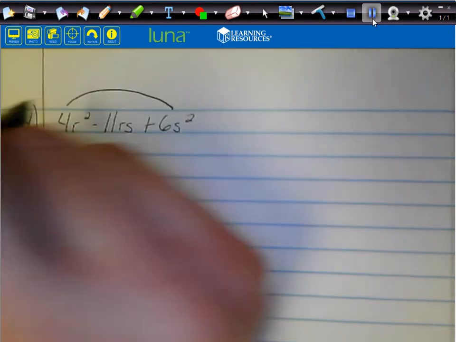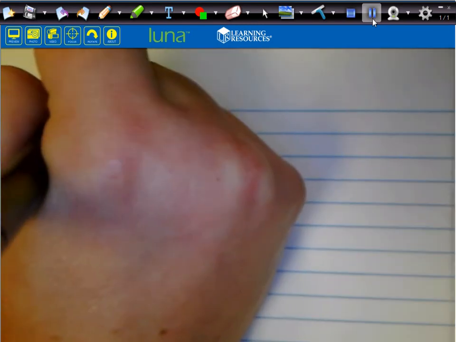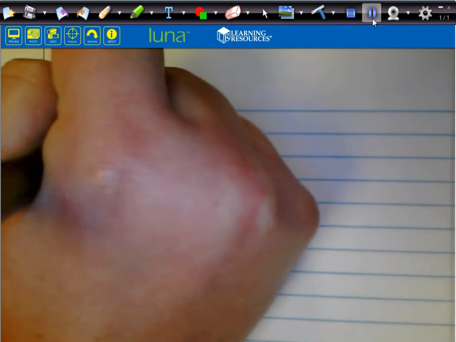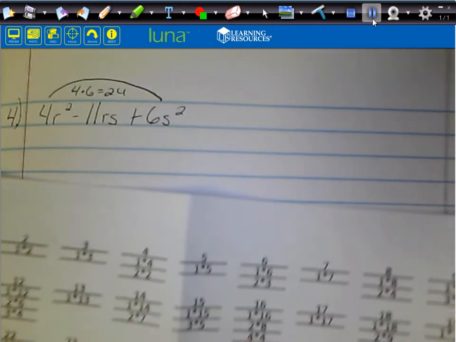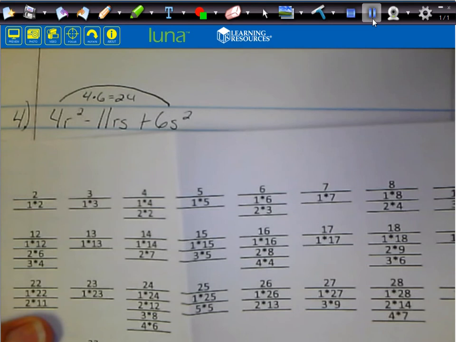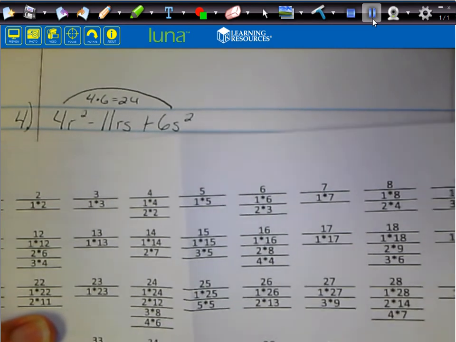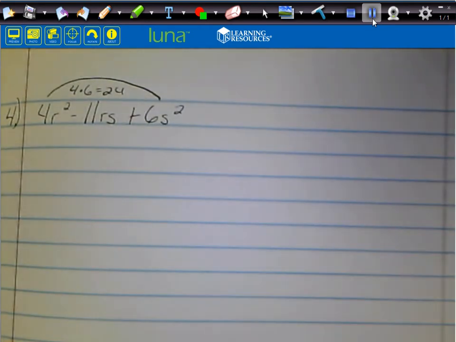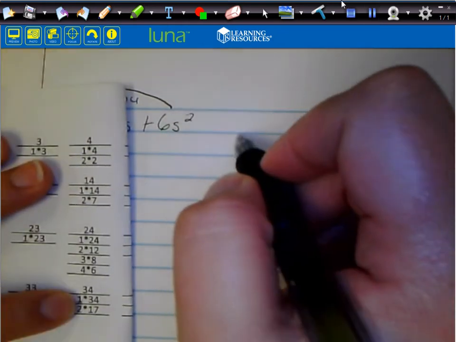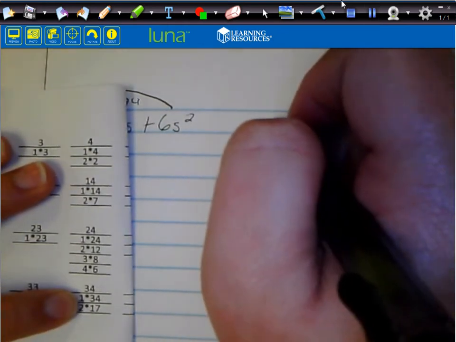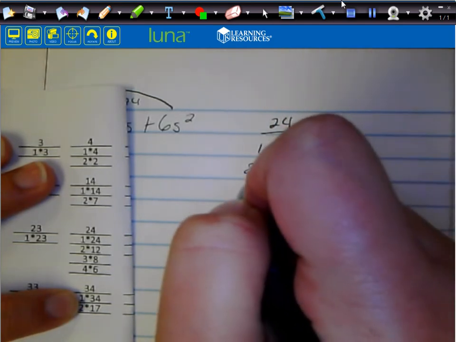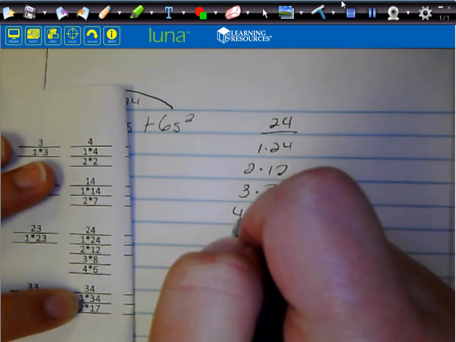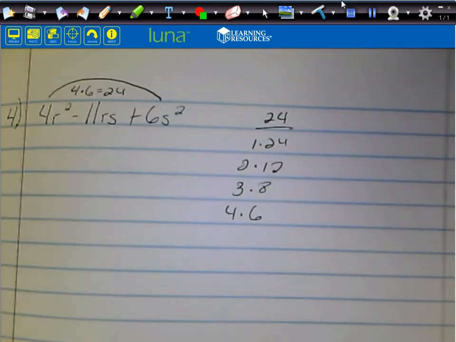So I'm going to take my first and my last here. I'm going to say 4 times 6 is 24. So then I'm going to look on my factor sheet at 24, and I'm going to list these factors of 24. So over here to the side, I'm going to say 24 is 1 and 24, 2 and 12, 3 and 8, and 4 and 6. So those are my factors.